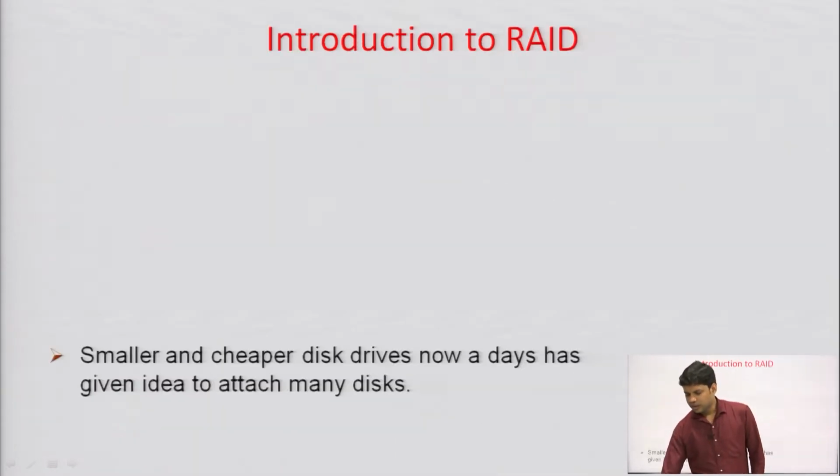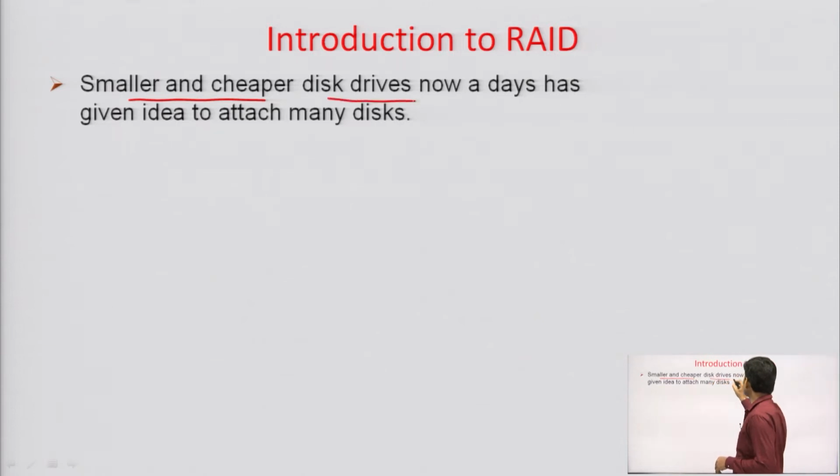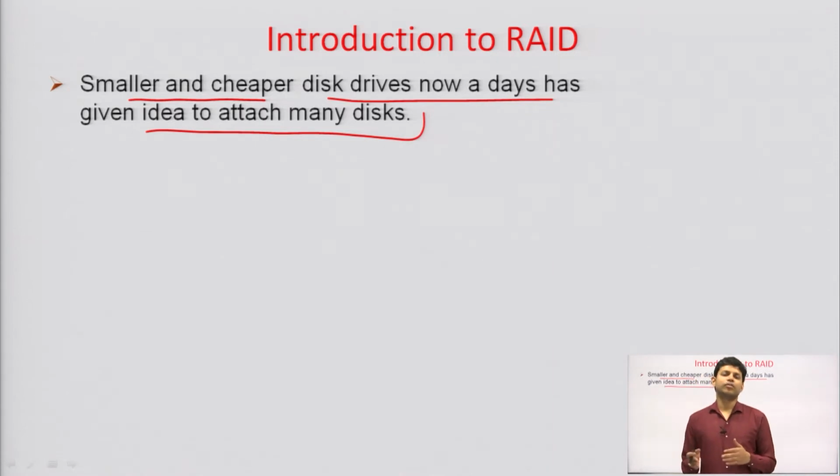What is a RAID? Smaller and cheaper disk drives nowadays have given the idea to attach many disks. The disk cost has reduced to a very low level when you compare the hard disk cost with the RAM cost or the main memory cost. You can even get a 1 TB or 2 TB hard disk for around 3000 to 4000 rupees. But when you talk about RAM, 8 GB of RAM will cost you the same as 1 TB of hard disk. So the hard disk cost is very cheap now.